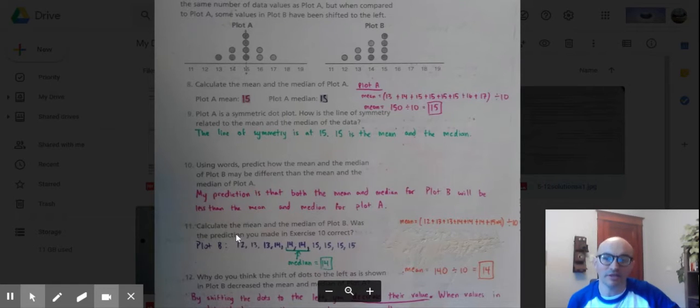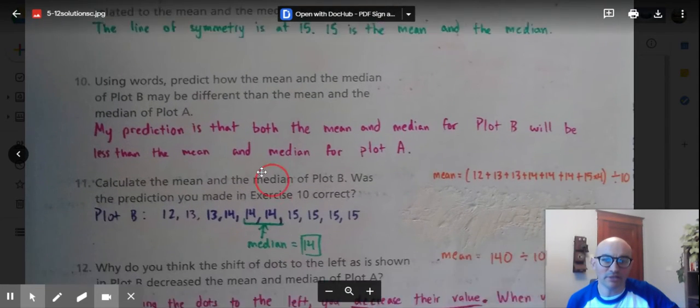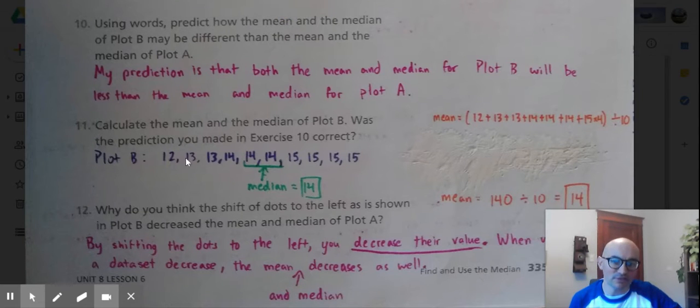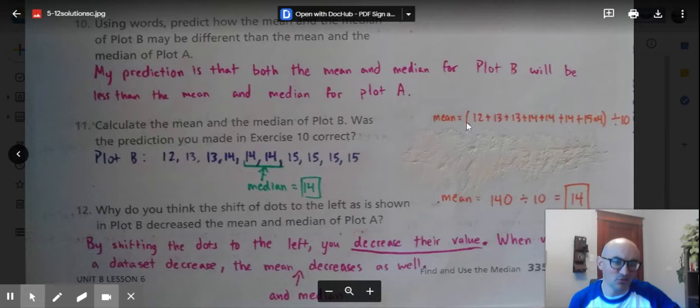So that part is done. Now I have to calculate the mean of plot B. I'm going to zoom in a bit here so you can see this. The mean, remember, we just take all of our values that are listed right here in my blue pen. I just did it in orange. And I add them together and then divide by 10.